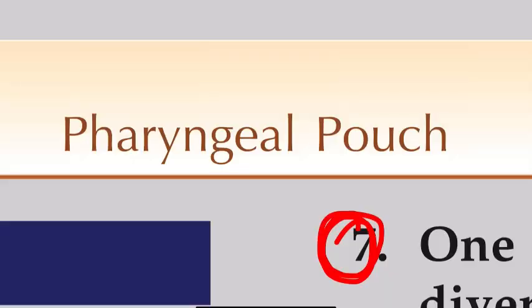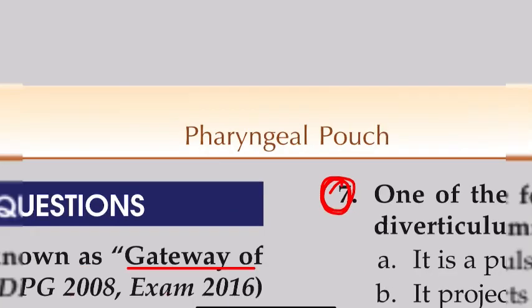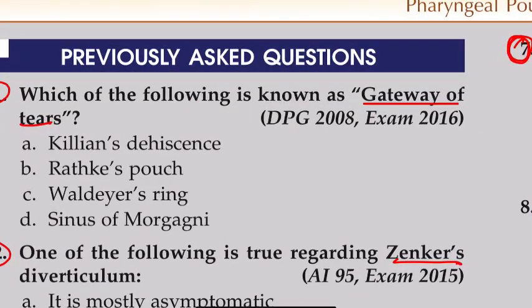Now we are going to cover MCQs from the topic of pharyngeal pouch, right? Now without delay, let's move into our first MCQ. Which one of the following is known as the gateway of tears? It is Killian's dehiscence. Why is it called the gateway of tears? Because there is a weak point, from which there is protrusion of the pharyngeal pouch. It is the most common site of pharyngeal pouch formation, that is Zenker's diverticulum, right?